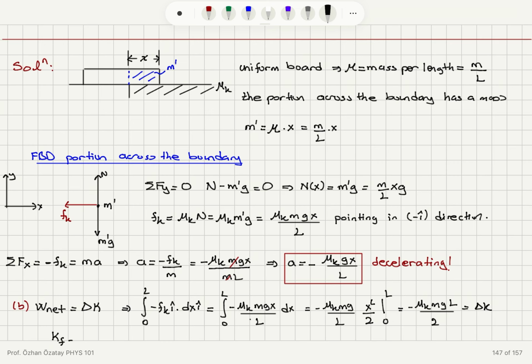So final kinetic energy minus initial kinetic energy, 0 minus 1 over 2 m v squared, must be equal to minus 1 over 2 mu k m g L. So the 1 over 2's will cancel, the m's will cancel, and I will find that the initial speed was square root of mu k g L.